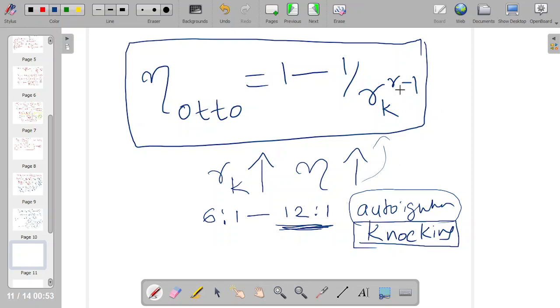Another one is, if you increase the gamma value, this efficiency will also increase. For increasing the gamma value, you have to go for some gas like helium, which has a higher gamma value than air, but that is not practically possible. So with this, we are stopping the air standard efficiency of the Otto cycle. Thank you.